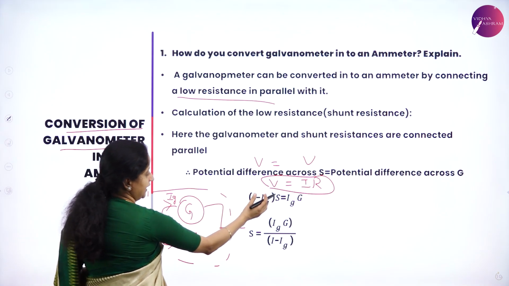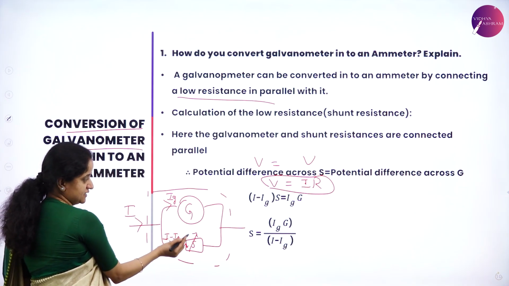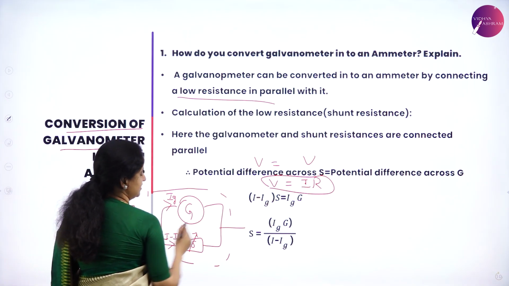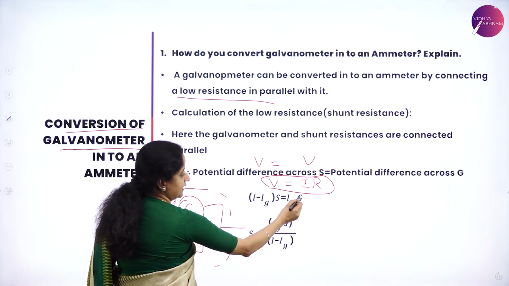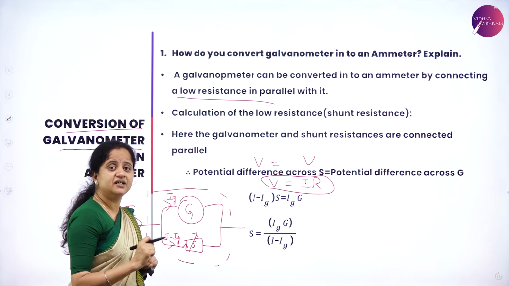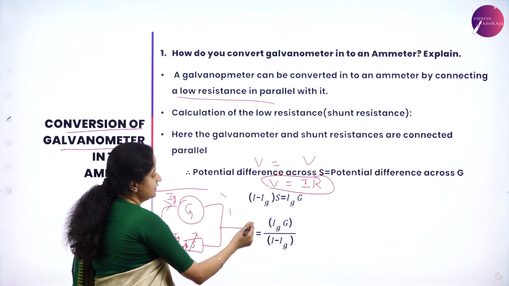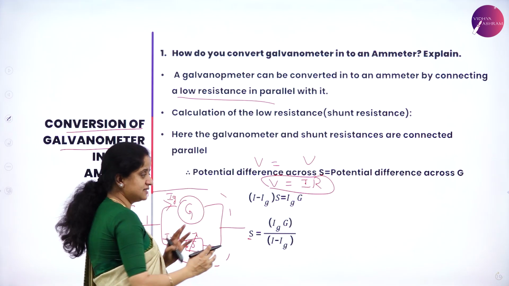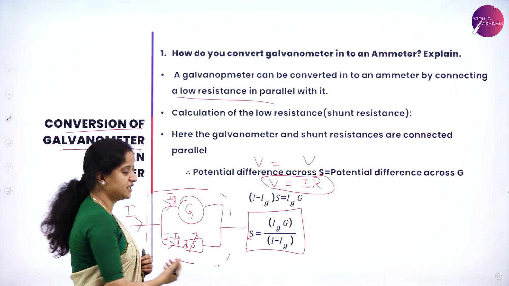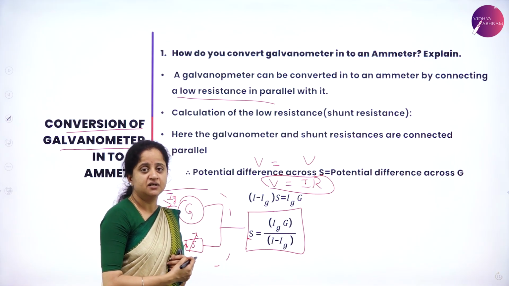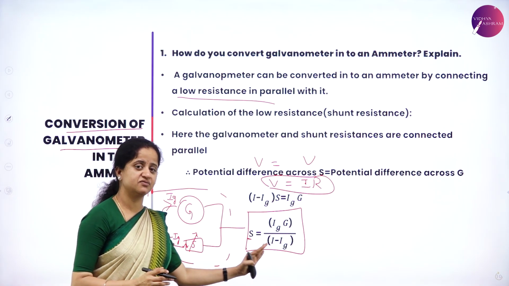So in the place of I, I have to write I minus Ig, and in the place of R, the resistance here is the shunt. So it is I minus Ig into S, which is equal to Ig, the current flowing through the resistance of the galvanometer G. So I can write it as Ig into G. Here we have to find the expression for shunt resistance. How to find the value of shunt resistance? For that I retain S on the LHS and write the remaining terms on the RHS. We get the shunt resistance S is equal to Ig into G divided by I minus Ig, which means the shunt resistance, or a low resistance, can be calculated with the help of this formula.